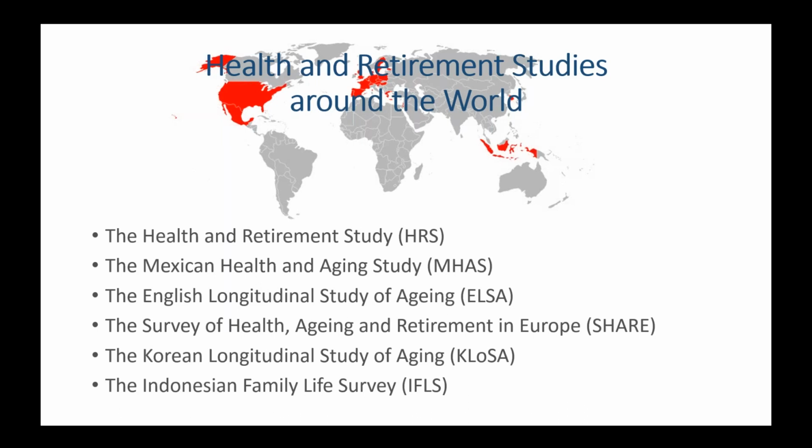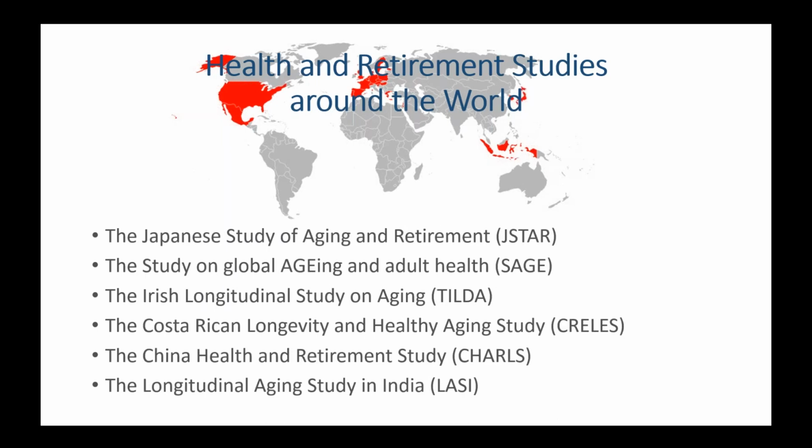The IFLS was next, which was an earlier study started in 1993, and it looks at Indonesia, the Indonesian Family Life Survey. But it became comparable with HRS in their 2007 wave. The Japanese Study of Aging and Retirement, or JSTAR, started in 2007. This is the one study that is not nationally representative. All the other studies are nationally representative currently.